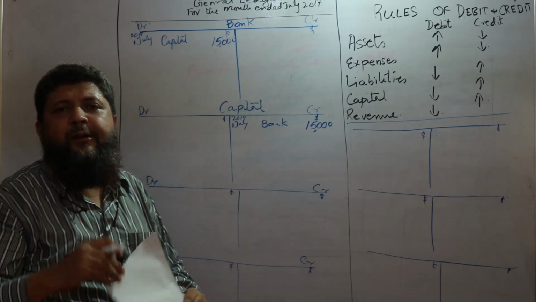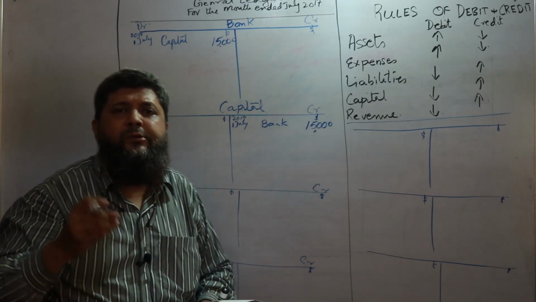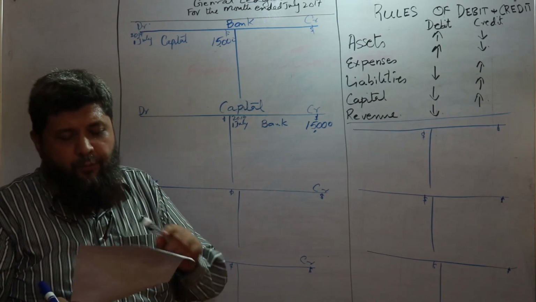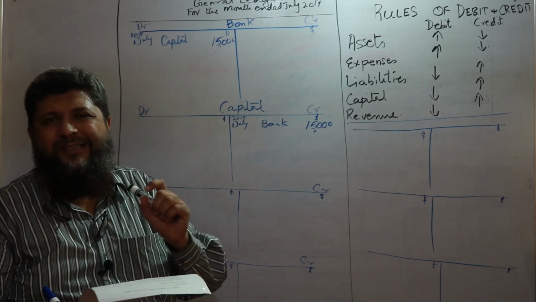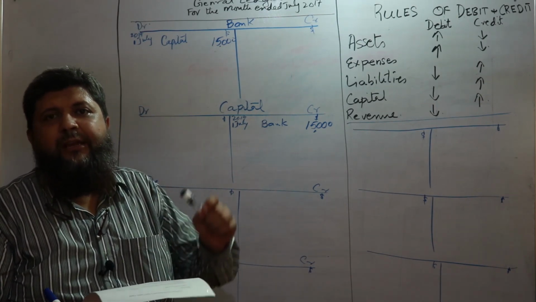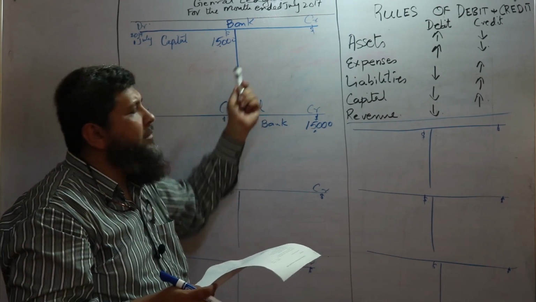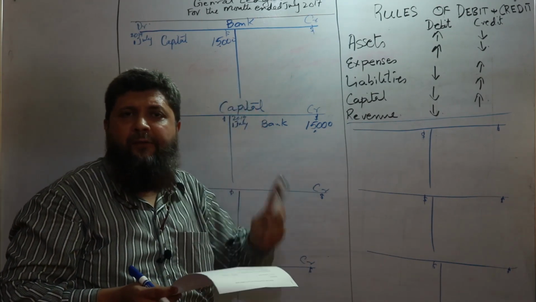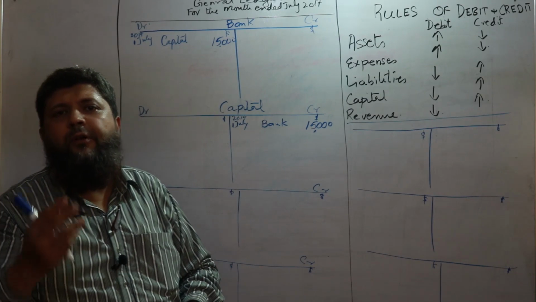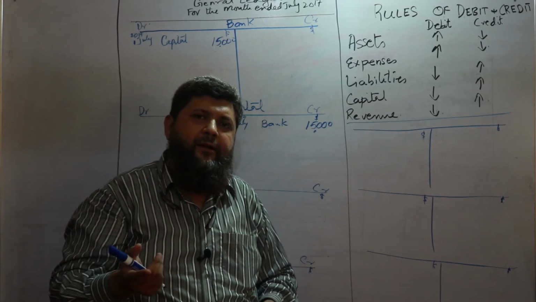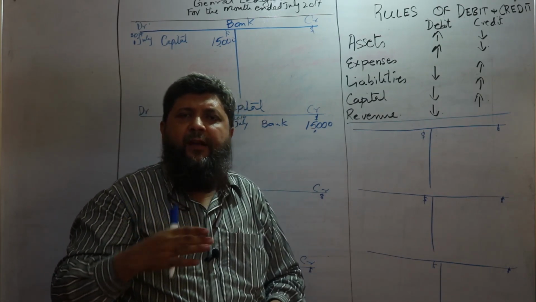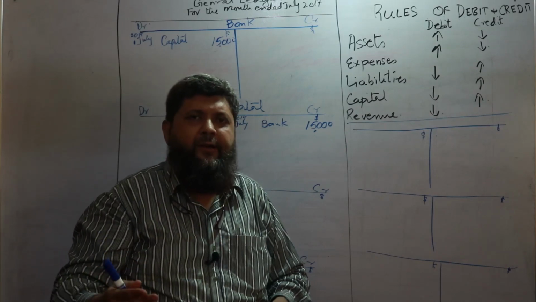This step in accounting is called posting of transactions. We have posted this English language statement narration in the T accounts called bank and capital. Every transaction will have two effects, a debit effect and a credit effect.